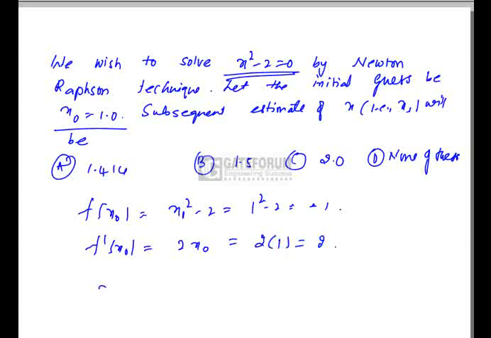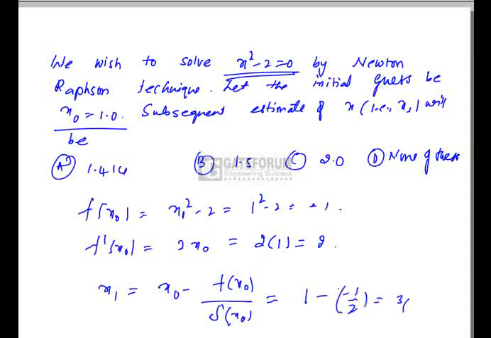Now x1 is nothing but x naught minus f of x naught by f dash of x naught according to the Newton-Raphson method. If I substitute the values, it will be 1 minus of minus half, which is 3 by 2. Answer is 1.5, option B.